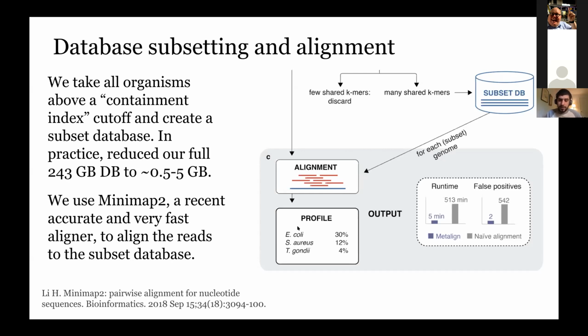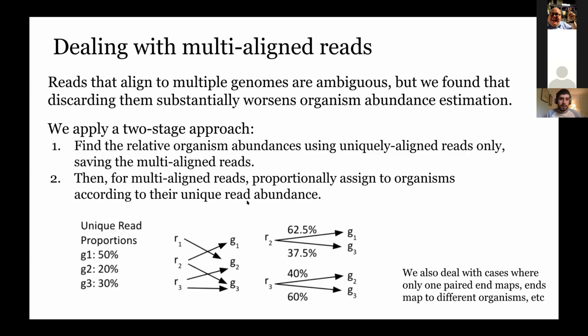And so we do that alignment, and then we produce our output profile. Okay, but after we do alignment, and before we get the profile, we have to deal with these multi-aligned reads. So these are reads that align to multiple genomes. And so they're ambiguous, but we found that if you just throw away those reads, then this substantially worsens your abundance estimation, because those reads tell you certain subsets of genomes that have shared reads. So there can be very many of those reads, and if you throw them away, then you're losing information.